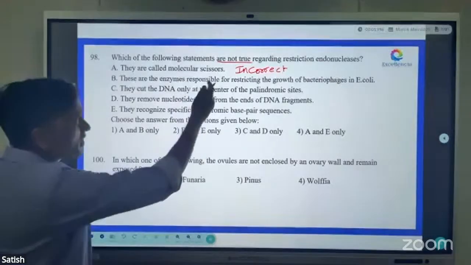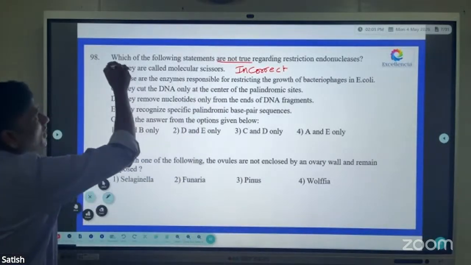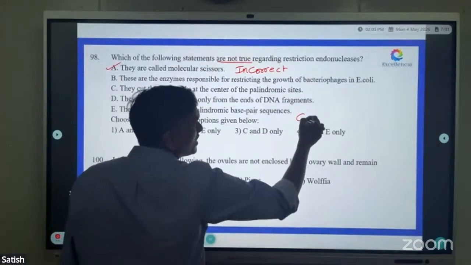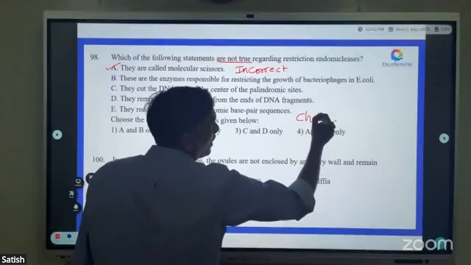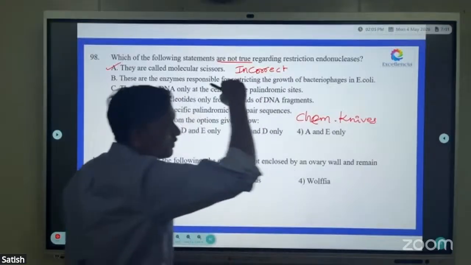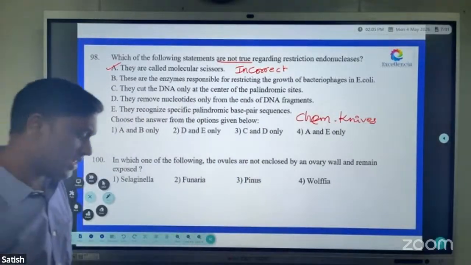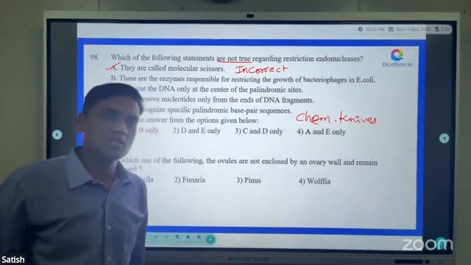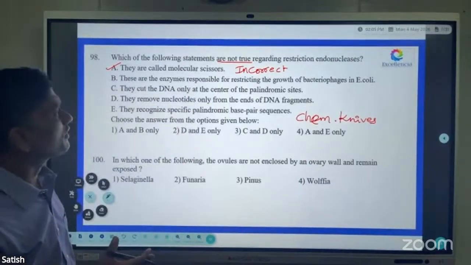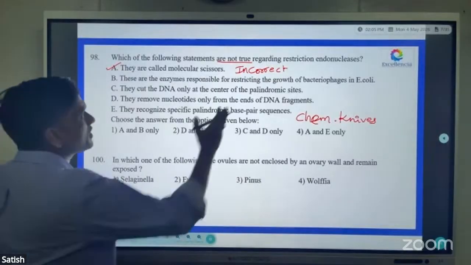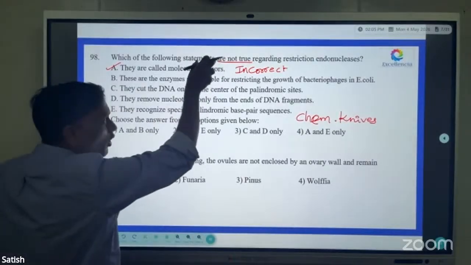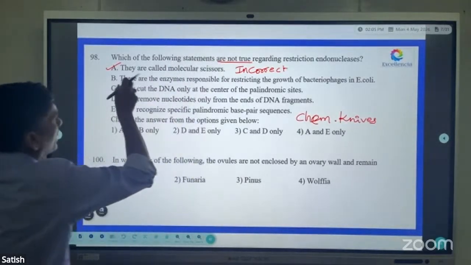So they are called molecular scissors. Yes, the restriction enzymes are also called as molecular scissors. Sometimes we can also consider them as chemical knives. Another name for these restriction endonucleases, they are also called as chemical knives. Because the main purpose of these restriction enzymes is they mainly recognize a particular site within the DNA sequence and cut the DNA sequence. So that is the main purpose of restriction endonucleases. So other name for restriction endonucleases, molecular scissors, it is correct option, correct statement.